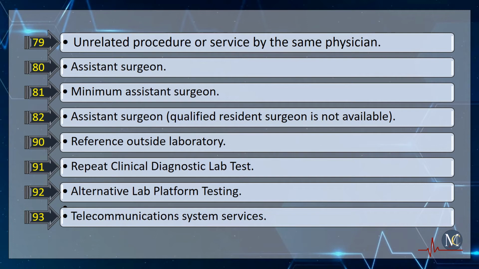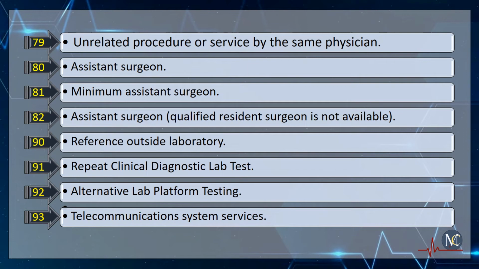Modifier 90 is used to identify a laboratory procedure performed by a party other than the treating or reporting physician. CPT modifier 91 is for repeat clinical diagnostic lab test. Modifier 91 is used to signify a repeat of a diagnostic test or procedure on the same day. It is applied when the test or procedure is performed again to obtain additional or more accurate results.